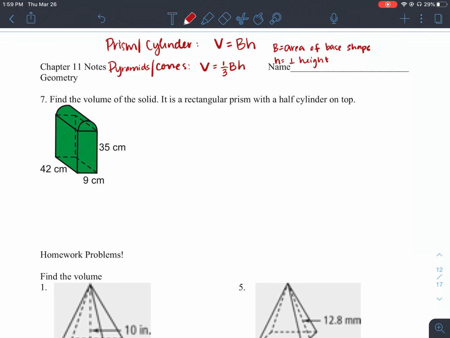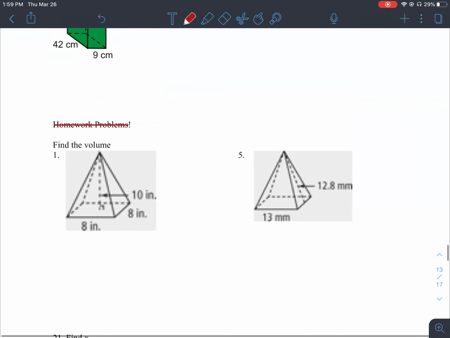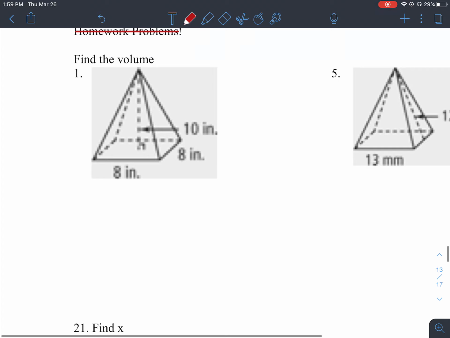We're going to start down where it says homework problems. These are not your homework problems. That's from previous years, but they are still good practice problems. We're going to start with number 1. So number 1, we have a pyramid, so we're going to use the pyramid formula up above, and I'm just going to rewrite it down here. So the volume is 1/3 capital B times H.